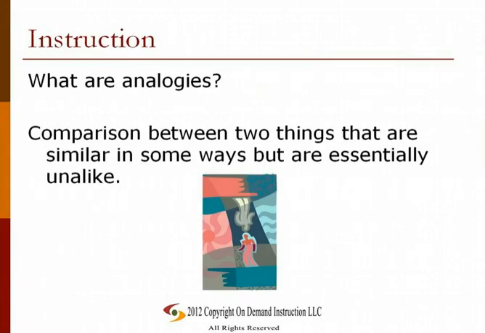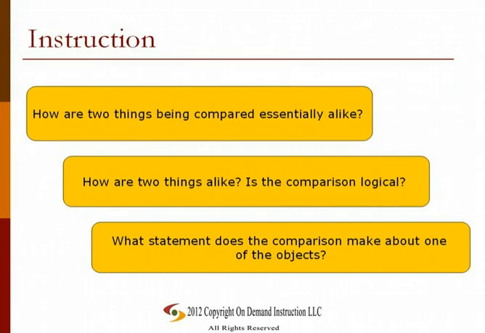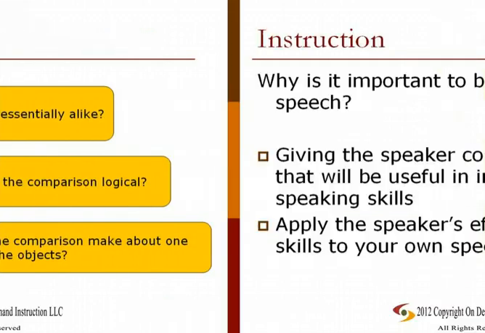An analogy is a comparison between two things that are similar in some ways but are essentially unlike. There are two kinds of analogies, complete and incomplete. To distinguish between the two, answer these questions. How are two things being compared essentially alike? How are the two things alike? Is the comparison logical? What statement does the comparison make about one of the objects?